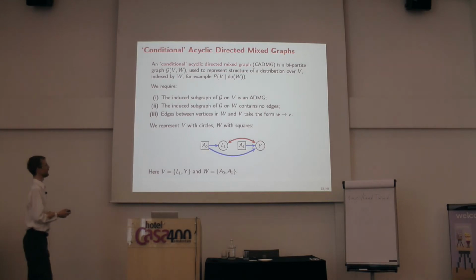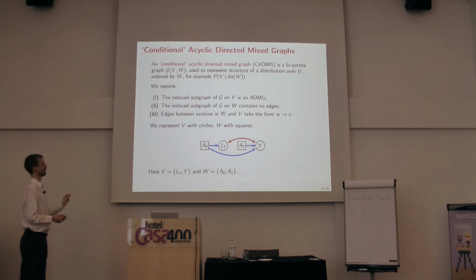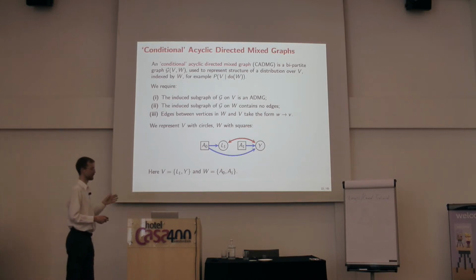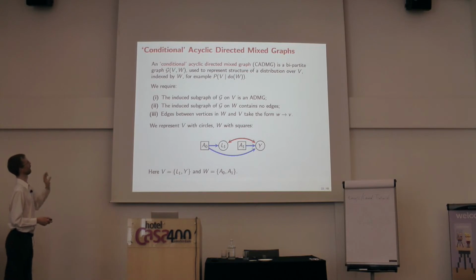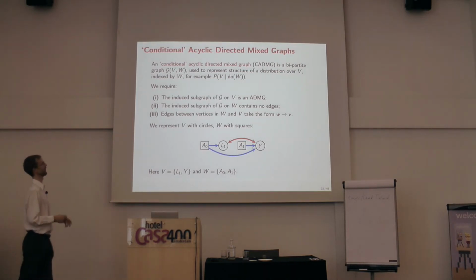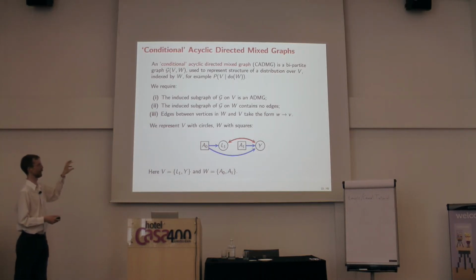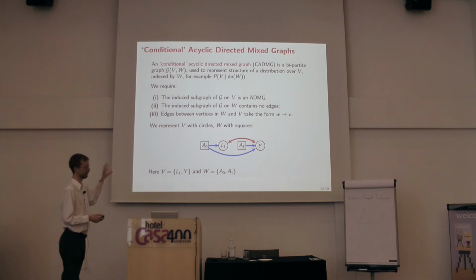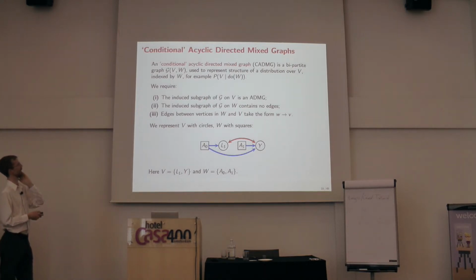Okay, so we've already seen these graphs where we had intervened on certain variables. To formalize that notion, we're going to have what are, for historical reasons, called conditional acyclic directed mixed graphs. The basic idea is we have some variables that have been fixed or intervened on, which we represent as squares.